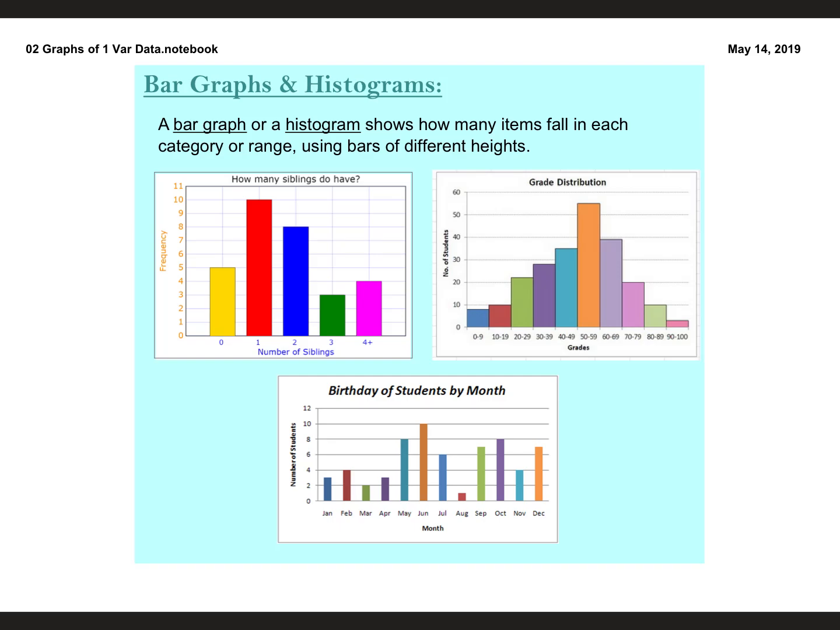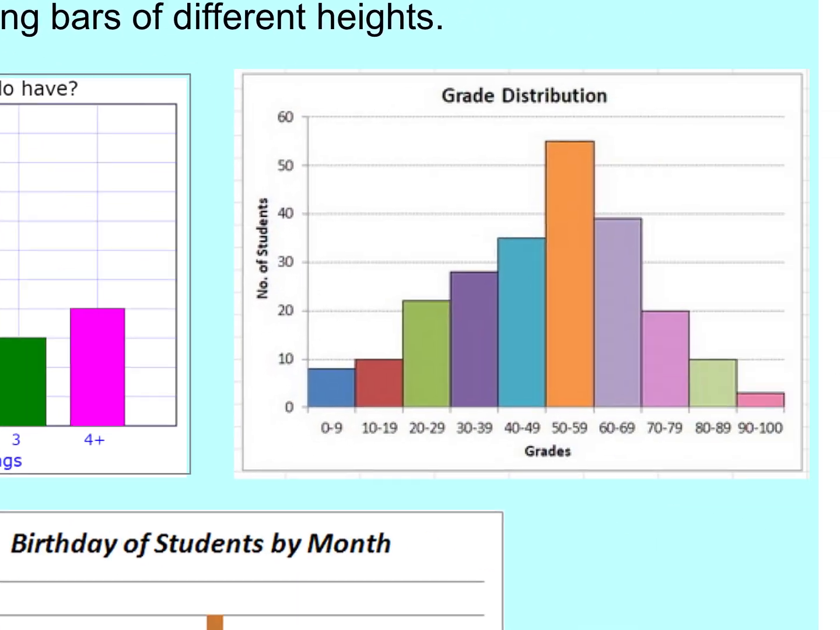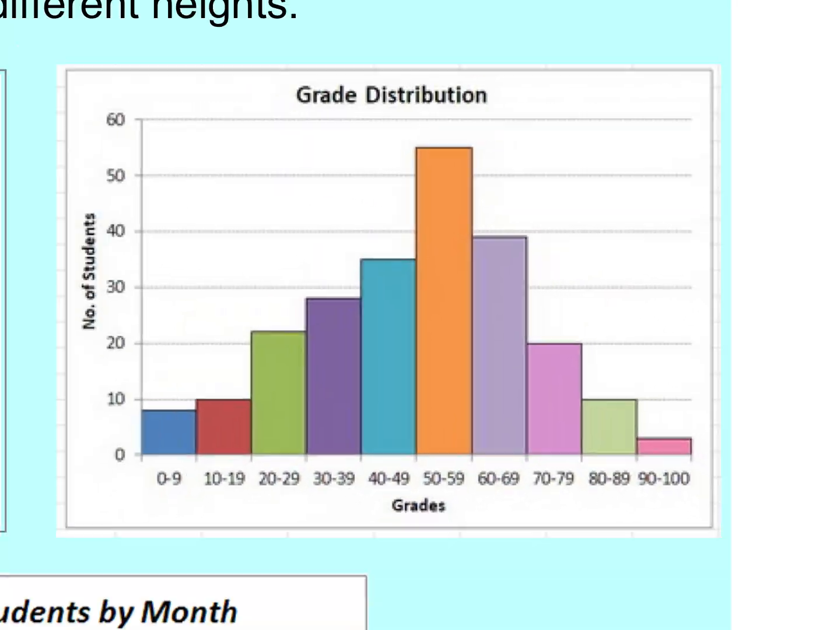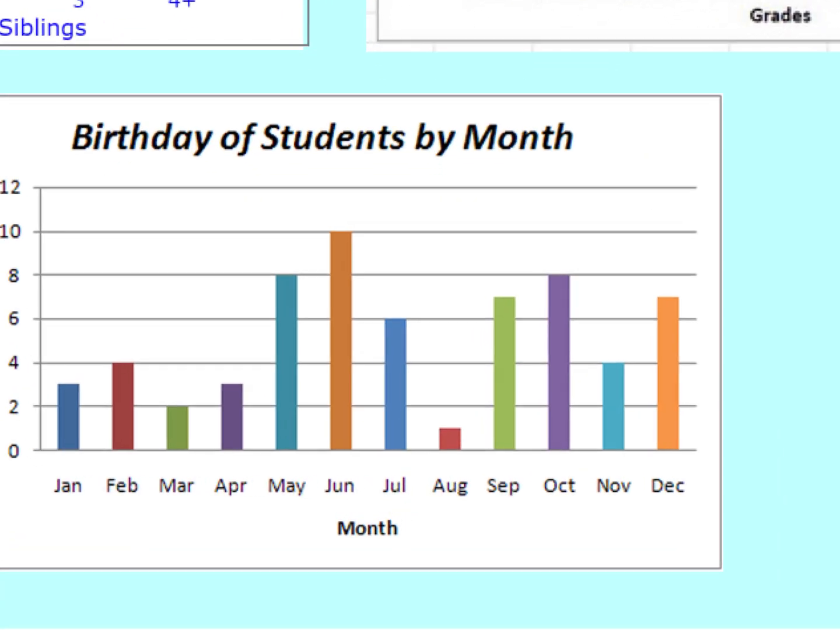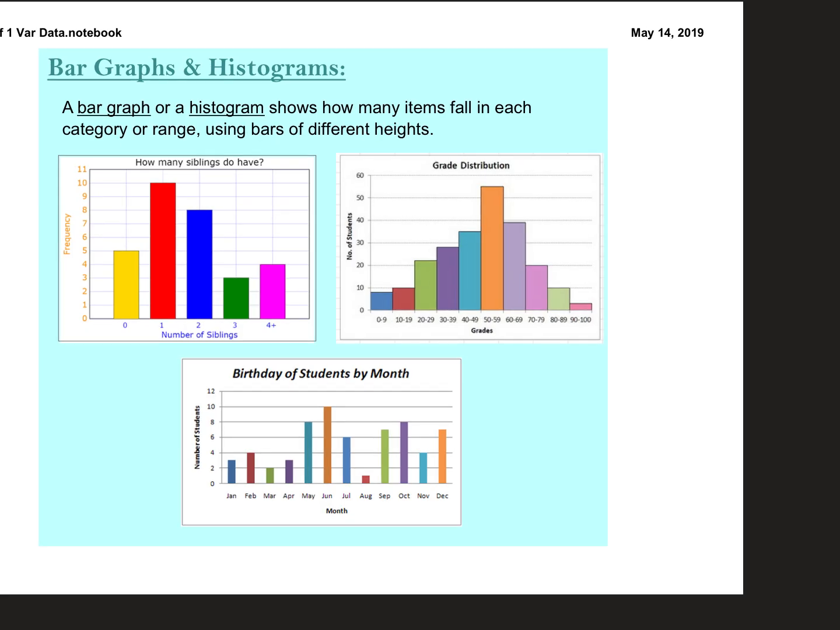So for today, I'm going to do a little review first, but then we're going to talk about bar graphs like this versus histograms like that, and then ones that are harder to tell if it's a bar graph or a histogram. And there's a few other types of graphs that we'll be doing today too. All right, moving on.